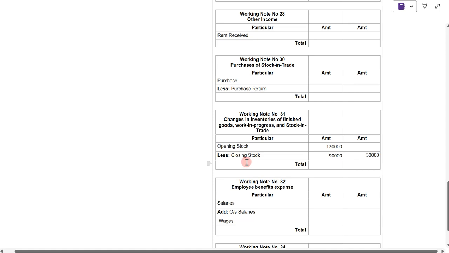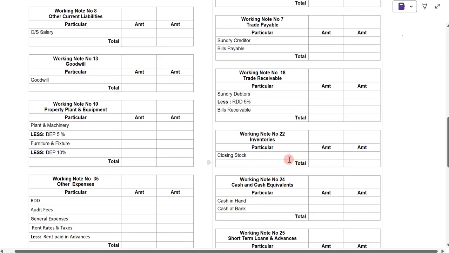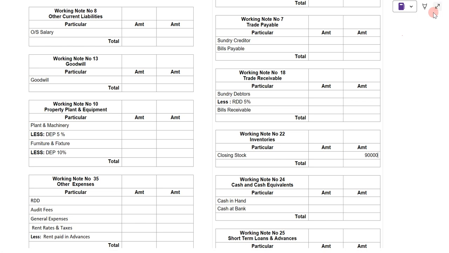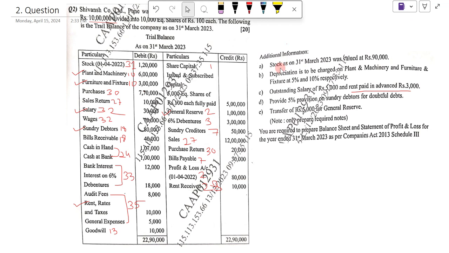Now the second effect of closing stock will come in note number 22. Note number 22, closing stock 90,000. For the adjustment, I have not yet discussed the second effect and where this entry will come. Now opening stock, closing stock 31st March 2023, 90,000. First effect will come in note number 31 and second effect in note number 22.